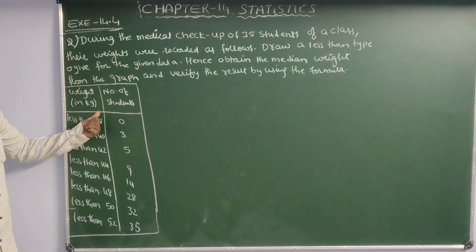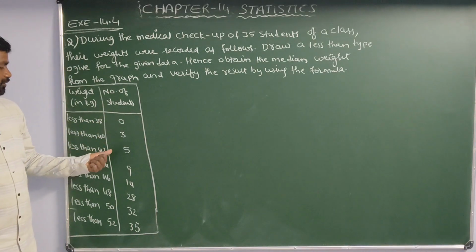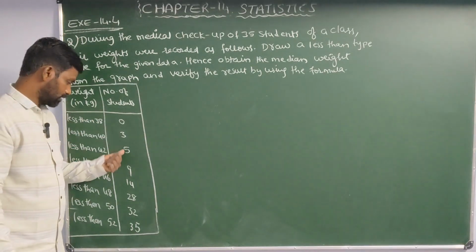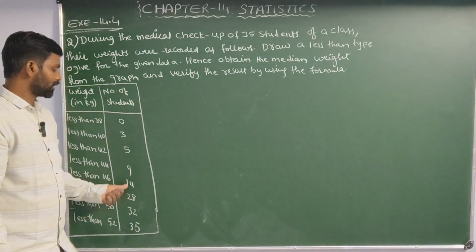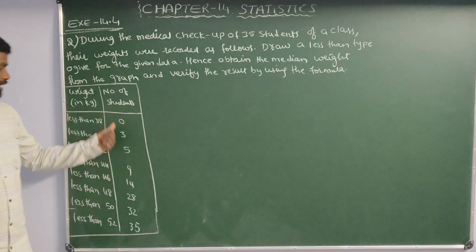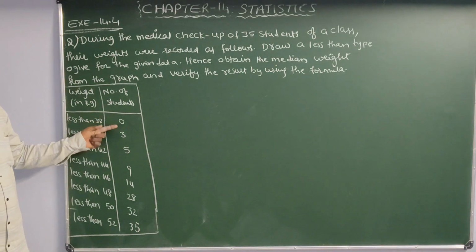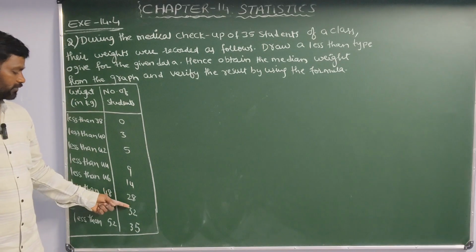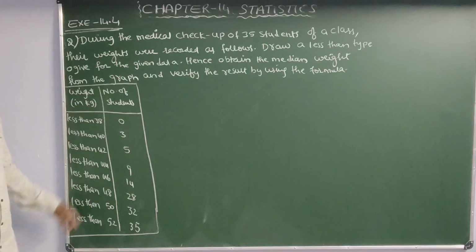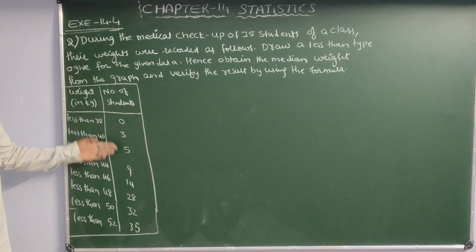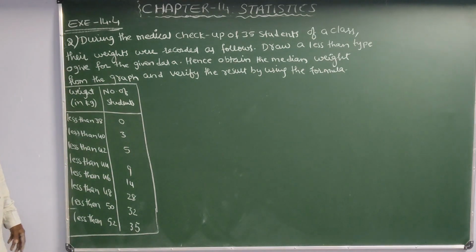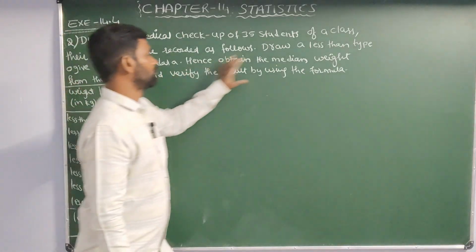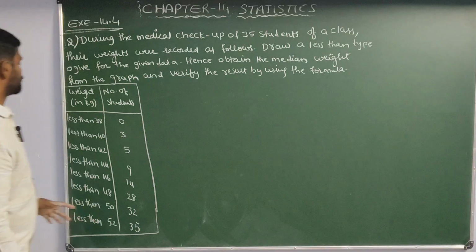Here it is very clearly we can observe that these cumulative frequencies are less than cumulative frequencies. Why? Because they are in ascending order: 0, 3, 5, 9, 14, gradually increasing values 28, 32, 35 from top to bottom. Okay.